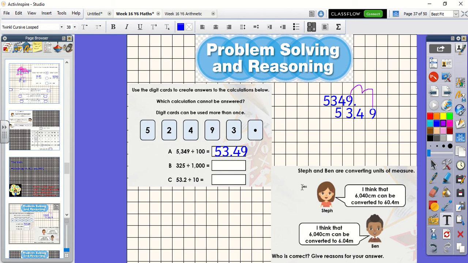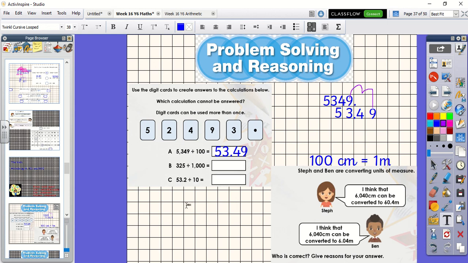Okay then, so you've also got one other question here that I would like you to have a go at. Now remembering converting units of measure, I will put a resource on the website to help you with converting units of measure, but just to remind you, there are 100 centimetres, which equals 1 metre. Yeah, that should help you for both of those.